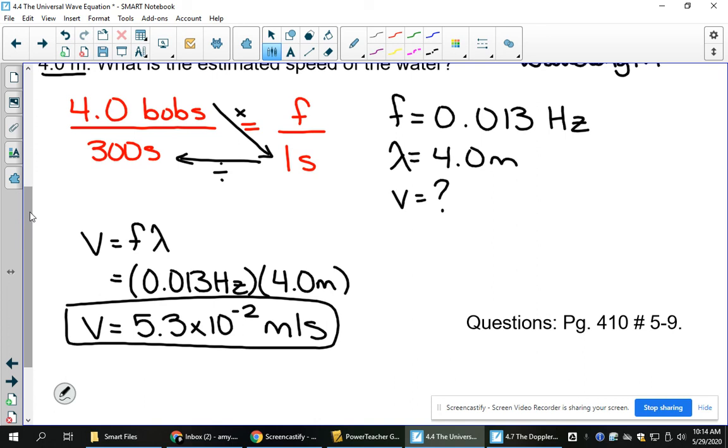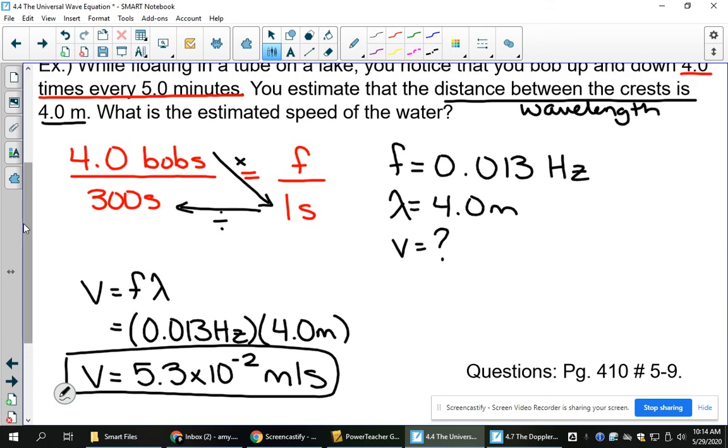So that's all there is to the universal wave equation. It's really just a simplified V equals D over T using wave terminology. So the hardest part can be just reading the question and figuring out. They might not tell you the word wavelength like they did in this question. They might say something that means the same thing, like the distance between the crests, the distance between the troughs, something that's equivalent to wavelength. So it's really reading comprehension because the formula is so painfully easy.